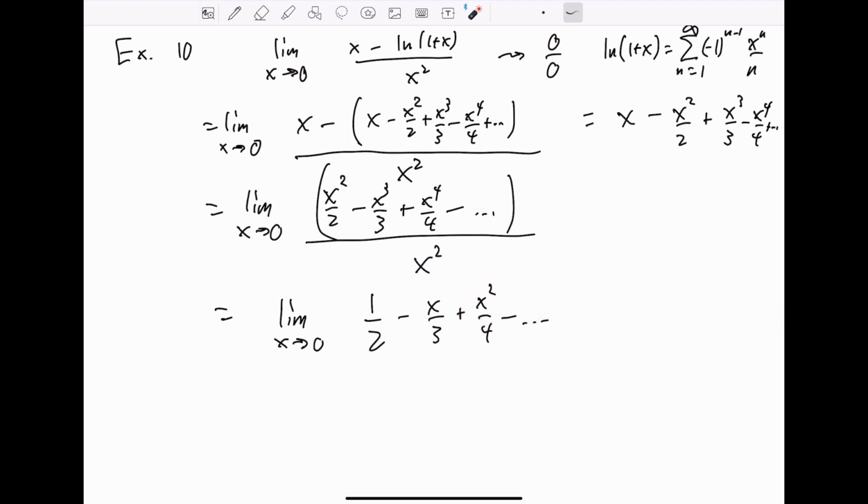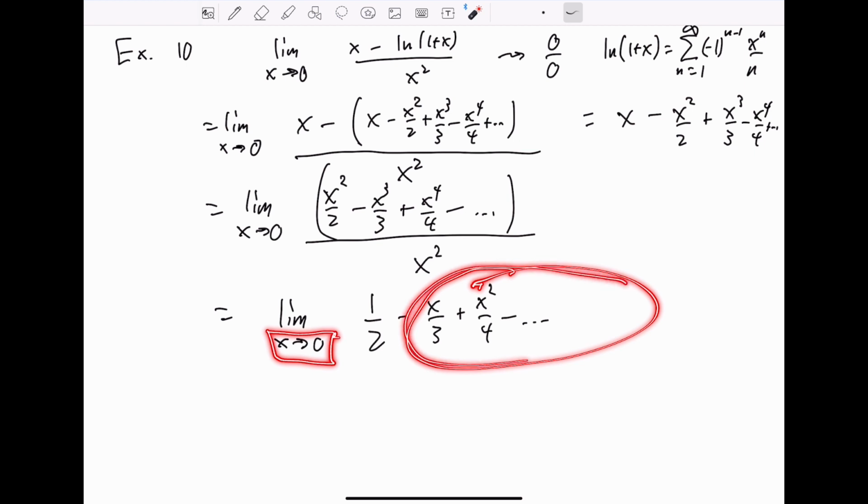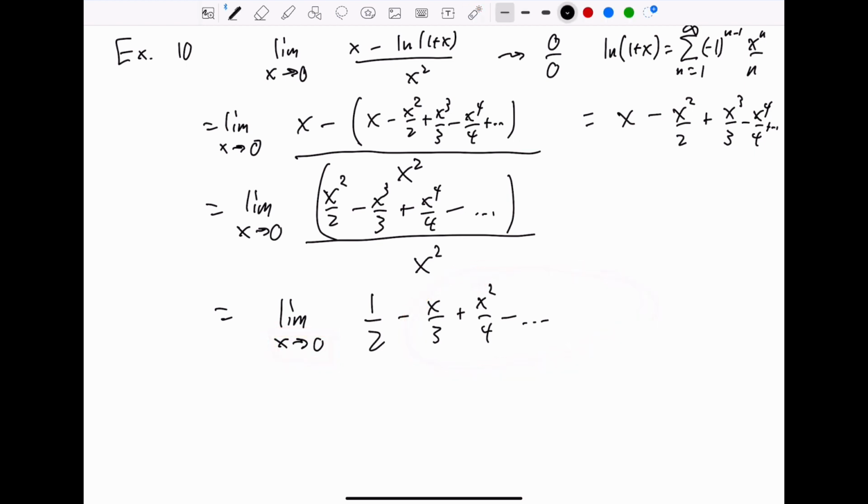We'd have, let's see, x cubed divided by 5 minus x to the fourth divided by 6. We're going to have x's in all these terms here. So as x approaches 0, all these terms just go away, and we're left simply with the constant 1/2. That's the answer to this limit.